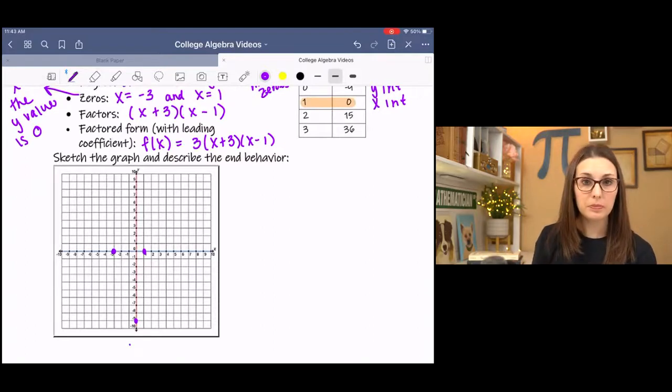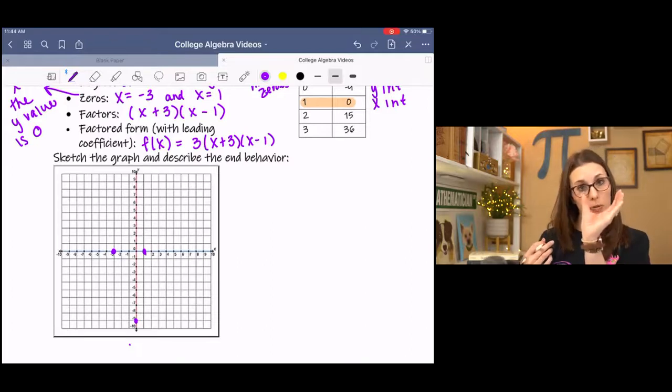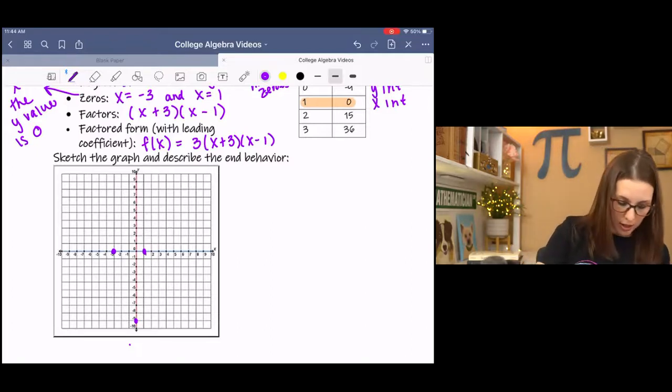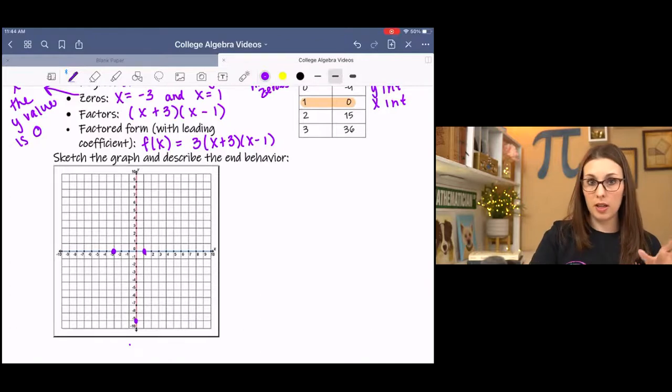And then my coefficient tells me, the degree tells me it's an even degree. And the coefficient is positive, which tells me it's going to be opening up. This is a parabola. This is a quadratic. So it's going to be a U-shaped graph opening up. And it is a little bit skinny because of the coefficient, the 3.